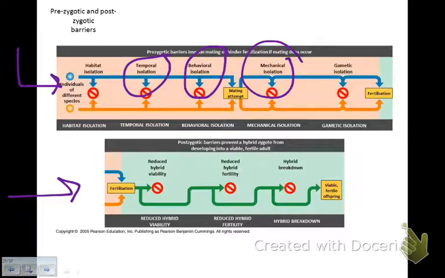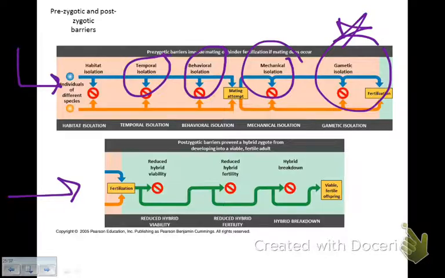Okay, and then gametic isolation is the last one. And that's where the sperm and egg don't recognize each other. And I think this is one that kind of plays back throughout the whole year. Cell reception. The sperm, remember the sperm has the acrosome tip, would interact with the surface proteins on the egg. And when they don't recognize each other, they wouldn't ever form the zygote.